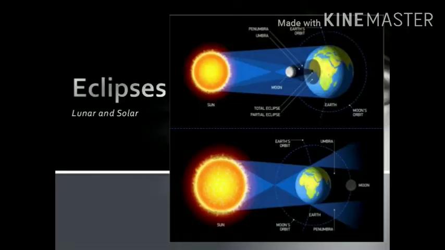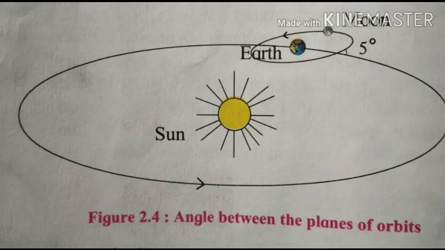Eclipses. Next, we will see these eclipses are of two types. First one is solar eclipse and second one is lunar eclipse. Now, eclipse means an occasion when the moon or the sun seems to completely or partially disappear because one of them is passing between the other and the earth.